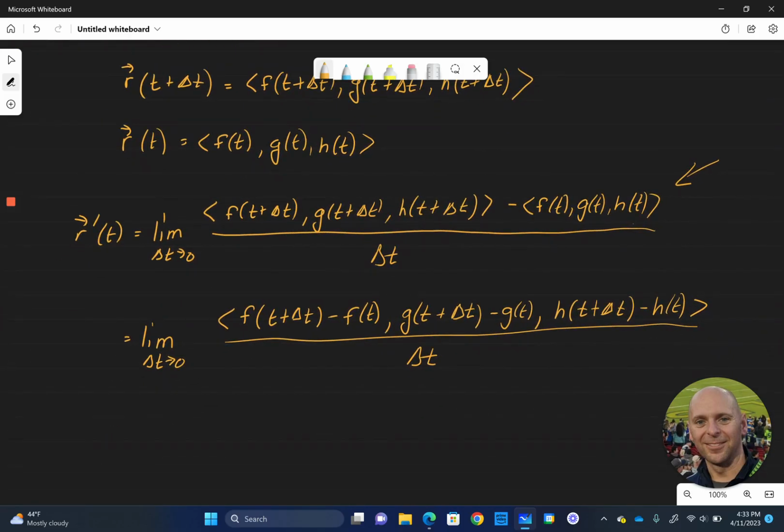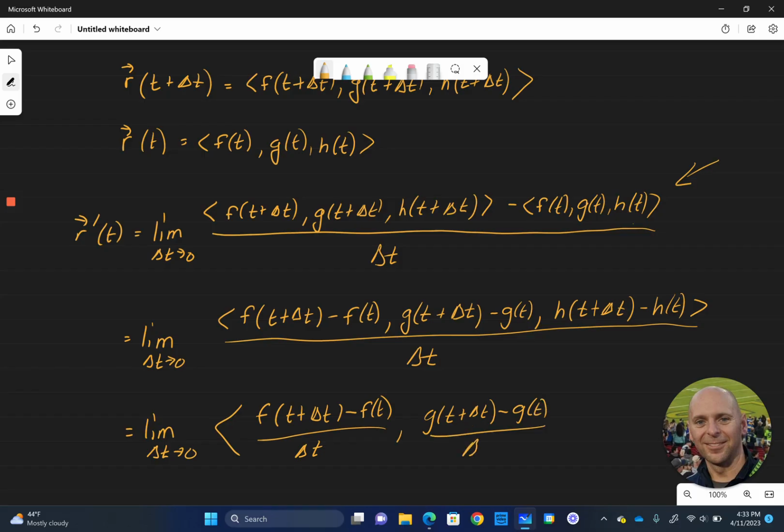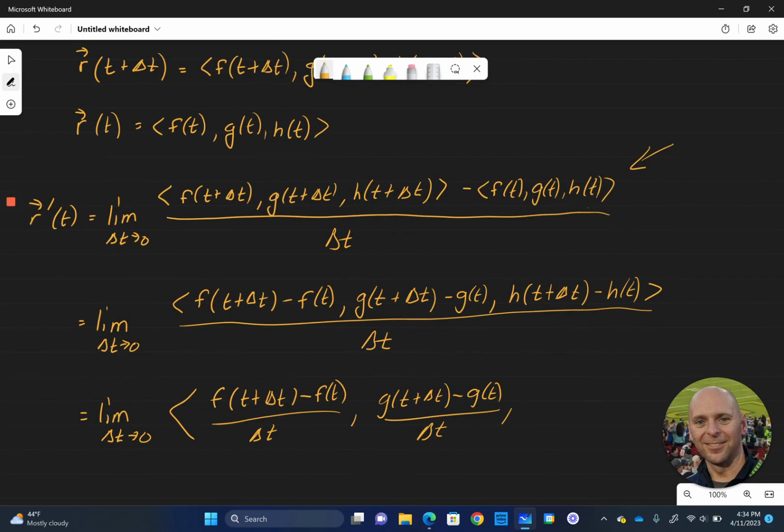The last step is to essentially divide delta t from each one component by component. We now have the limit as delta t approaches 0 of f of t plus delta t minus f of t all over delta t, g of t plus delta t minus g of t all over delta t, and h of t plus delta t minus h of t all over delta t.